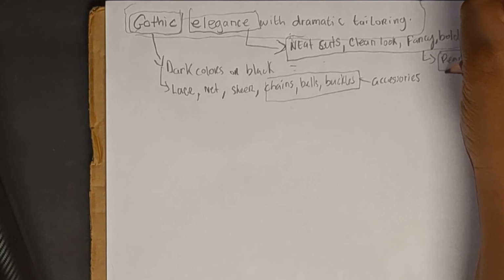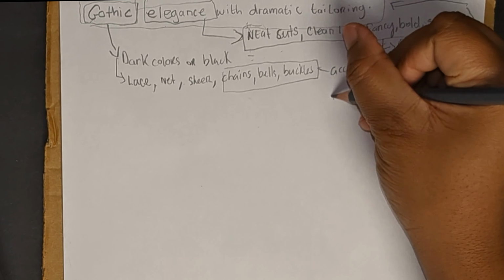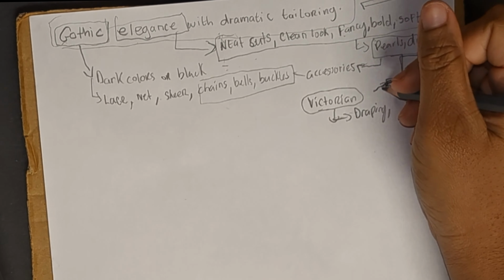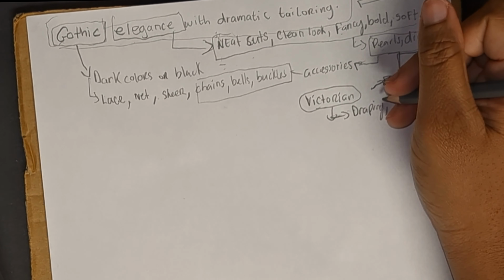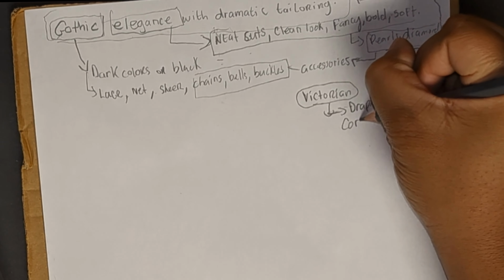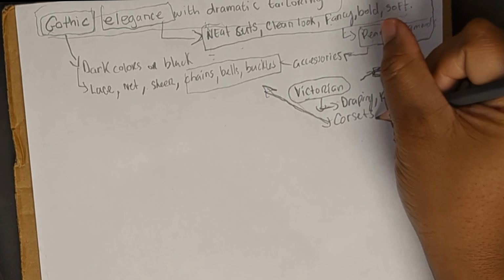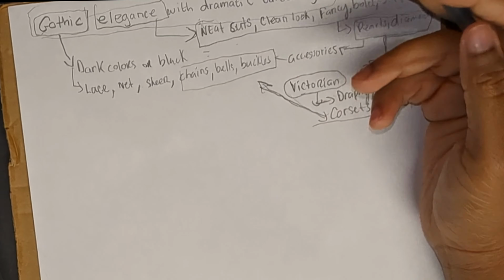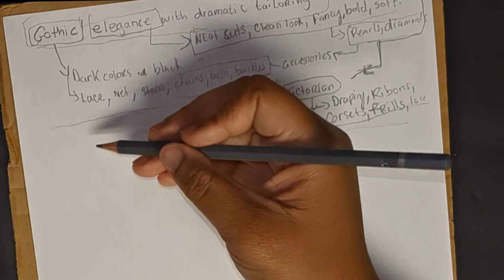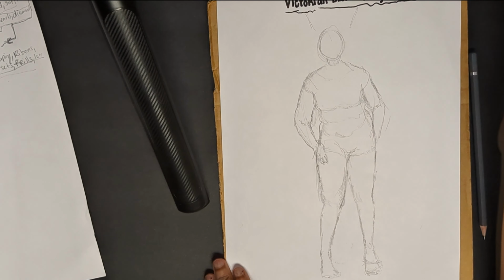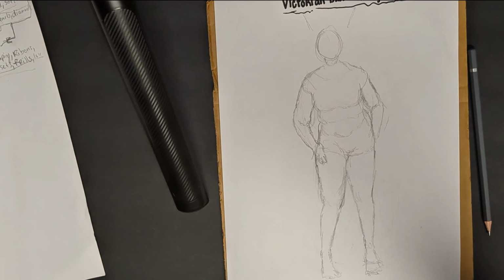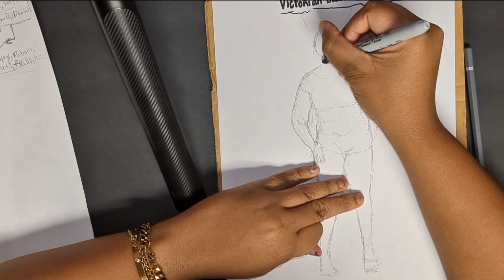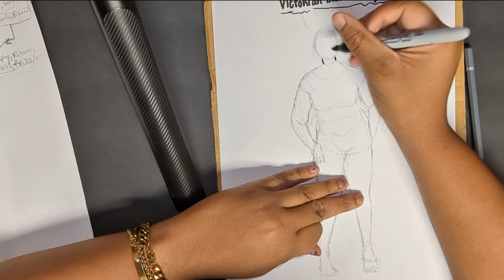So for elegance now, we have neat cuts. It's like clean look. And of course, there's like fancy, bold, and soft. But again, it's Victorian. So adding that plus Victorian, there's a lot of draping, there's a lot of ribbons, there's a lot of lace, and there is a lot of like stuff. A lot of those stuff.